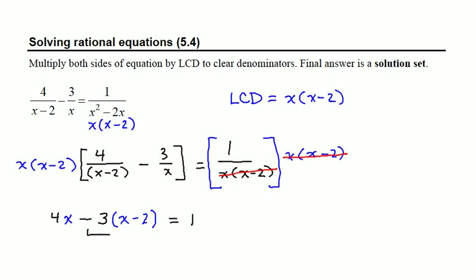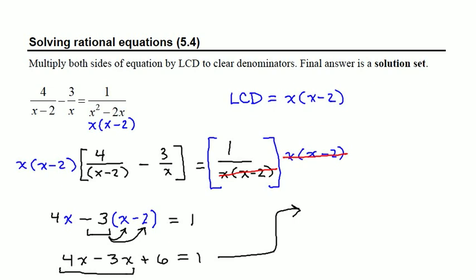I'm ready to go ahead and distribute this 3 into my parentheses to get 4x minus 3x plus 6 equals 1. 4x minus 3x, those terms can be combined to get me x plus 6 equals 1, and then I would subtract 6 from both sides to get x equals negative 5.